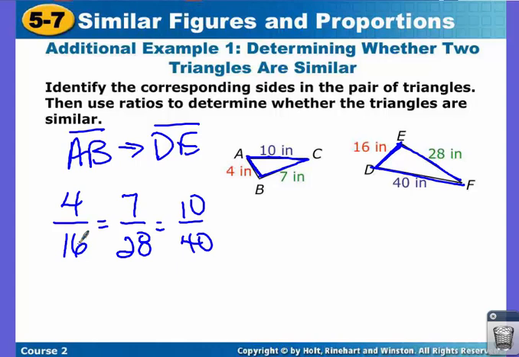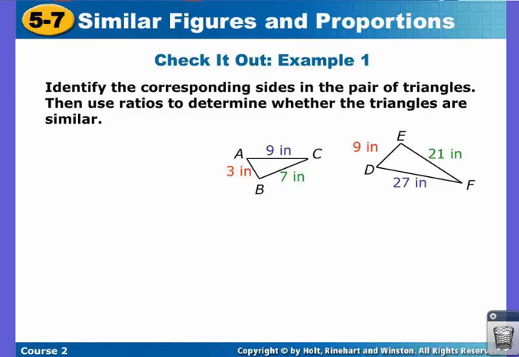Okay, if we do all the division, if we get the same answer on the calculator, then we know that they are similar. We could also just ask, what could I multiply 4 by to get 16? 4. Could I do the same thing with the 7 and the 10? 7 times 4 gives me 28. 10 times 4 gives me 40. So we know that these 2 shapes are similar to each other.